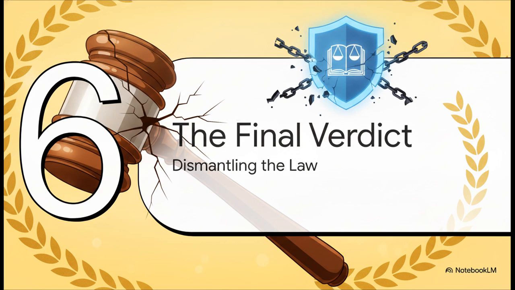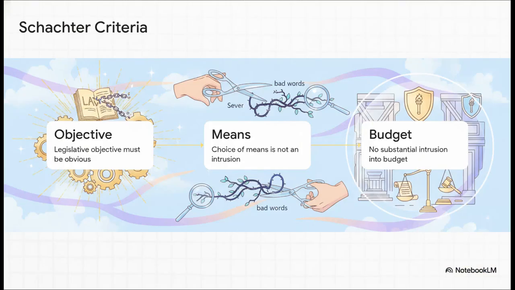Which brings us to our final section, the final verdict, dismantling the law. So we've reached the climax of the case. Could the Constitutional Court actually save this flawed law? Usually, courts try to salvage legislation using steps like the Canadian Schachter criteria. Basically, they ask, can we just cross out the bad words, a process called severance, so the law only applies to unprotected speech? But to do that, the fix can't be a massive intrusion into the legislature's domain or budget.